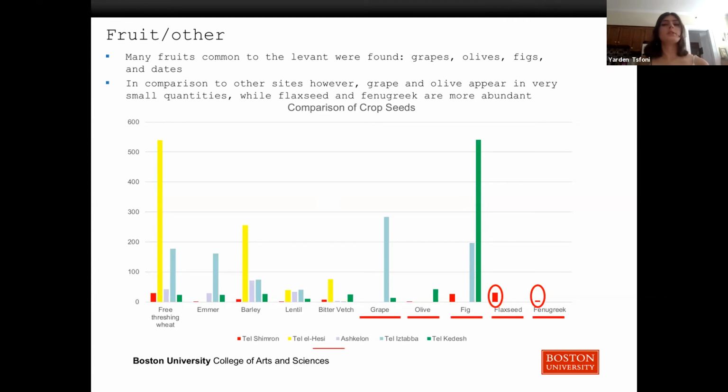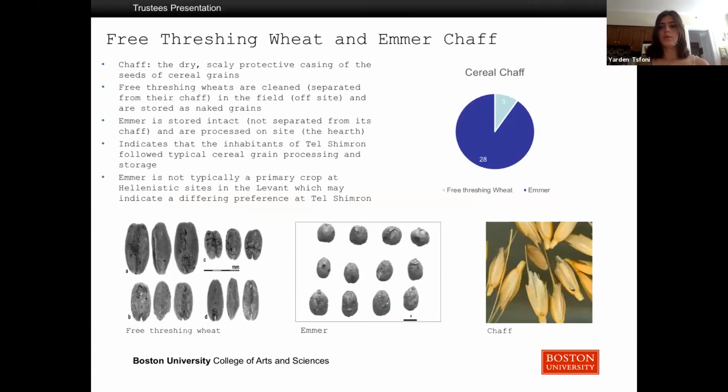So now I'll go into specific discussions: free threshing wheat and emmer chaff. Free threshing wheats appear in over 50% of the samples with a count of at least 15, while emmer only appears in 25% of the samples with a count of 2. Upon looking at the plant parts, so it's specifically looking at the chaff, which is the dry, scaly protective casing of the cereal grains themselves.